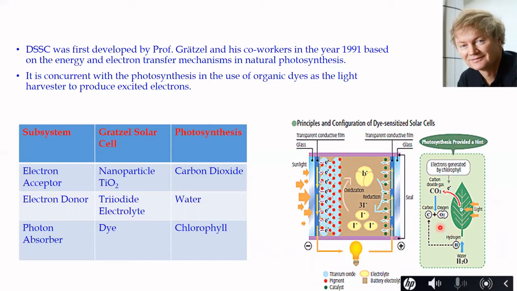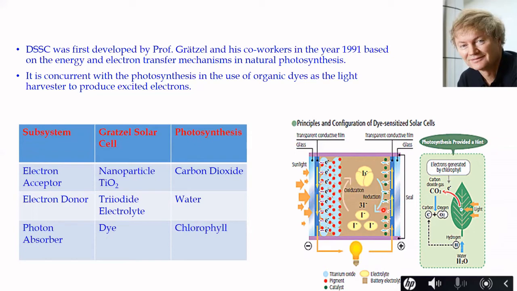So in DSSC, this is the device of the dye sensitized solar cell. Here you see the dye adsorbed TiO2 used as the photoanode, platinum as the counter electrode, and triiodide used as the redox catalyst. The FTO glass plate is used as the current collector.